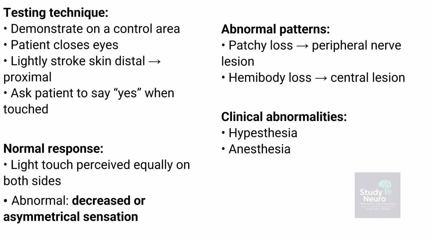In a normal examination, light touch is perceived clearly and equally on both sides, with no reduction or asymmetry. Abnormal findings help guide localization. Patchy or focal loss of light touch suggests a peripheral nerve lesion, while hemibody sensory loss points toward a central lesion, such as a cortical or subcortical process. Clinically relevant abnormalities include hypoesthesia, meaning reduced light touch sensation, and anesthesia, which is complete loss of light touch.